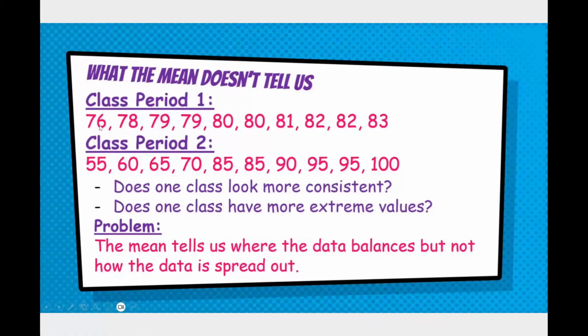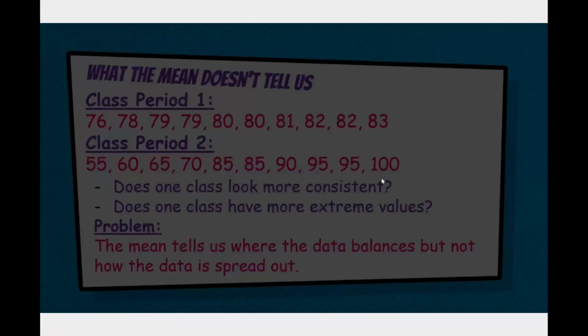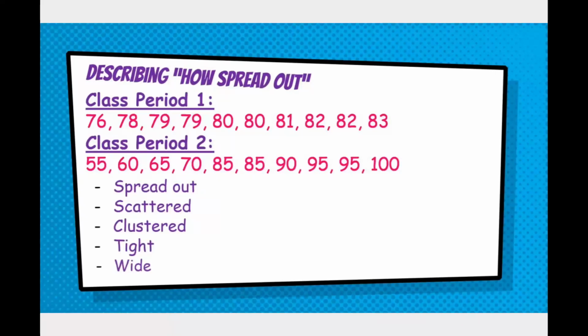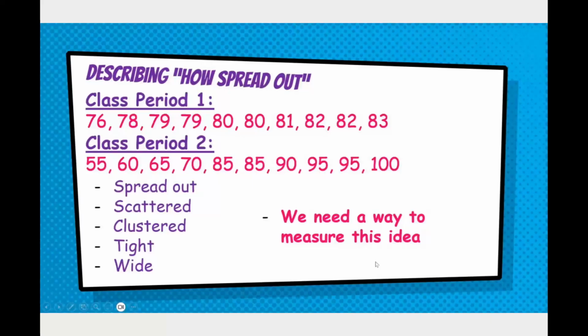The lowest grade was a 76, the highest grade was an 83, and all the other grades are in between. In class period 2, we have a 55 as the lowest and 100 as the highest, and all the other ones are in between. To describe this spread, we can also say things like scattered, clustered, tight, wide, and so on. We need a way to measure this idea.